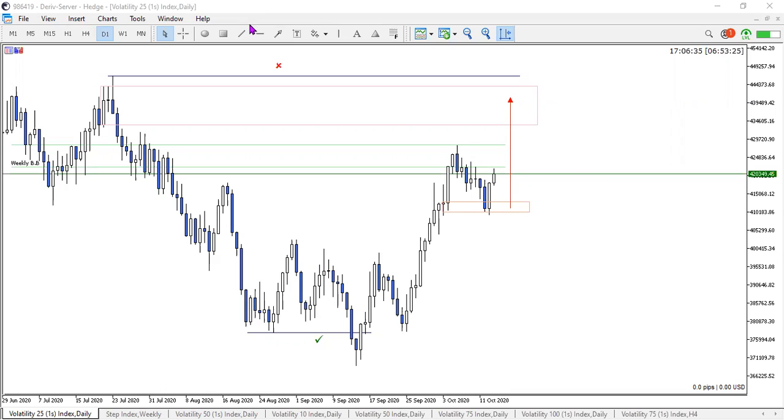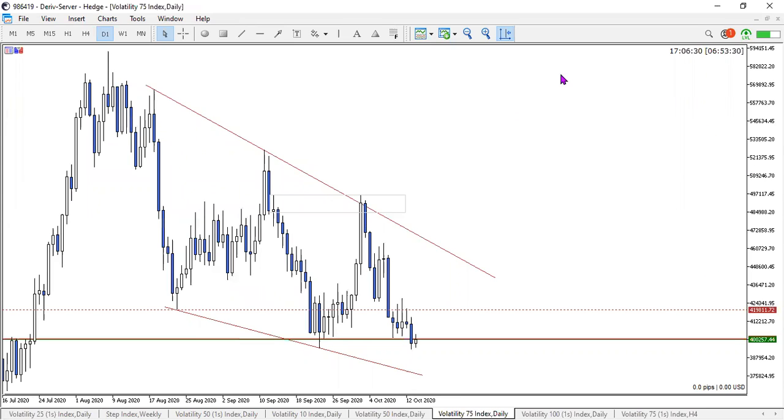So without further ado, let's just get straight into the charts. We're going to look at volatility 75. Now, yesterday on volatility 75, I did speak about the low of this candle being tested. And as you can see, yesterday's candle did close right at the low of that candle. So what I am looking to see today is most likely this candle testing back into around this area before it pushes further down.